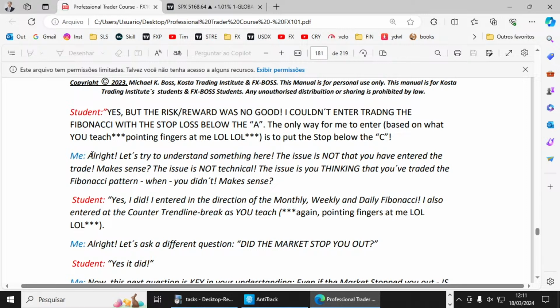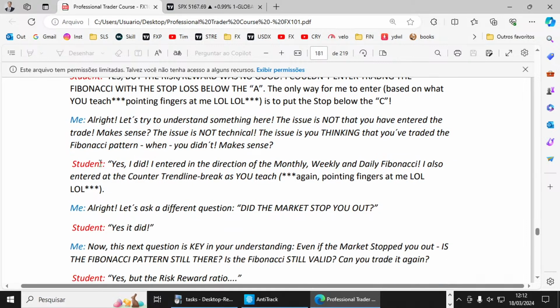And me again. Alright, let's try to understand something here. The issue is not that you have entered the trade, makes sense? The issue is not technical. The issue is your thinking, that you think that you've traded the Fibonacci pattern when you didn't. Does this make sense? And student, hopefully, yes, I did. I entered in the direction of the monthly, weekly, and daily Fibonacci, and I also entered the counter trendline break as you teach. Again, pointing fingers at me.